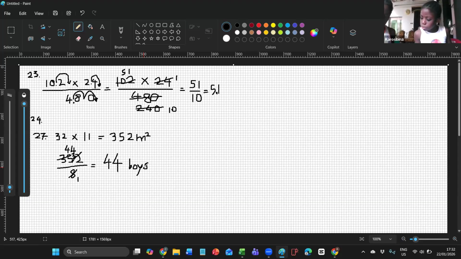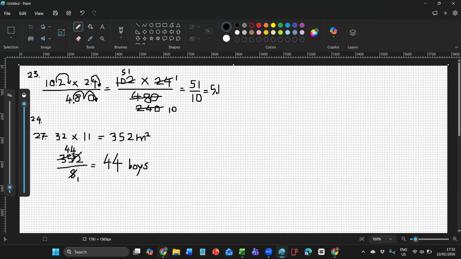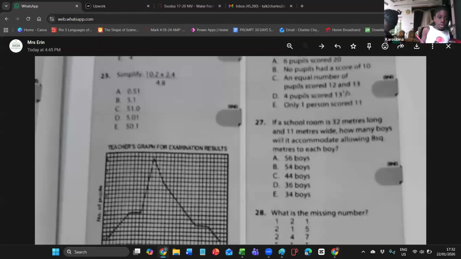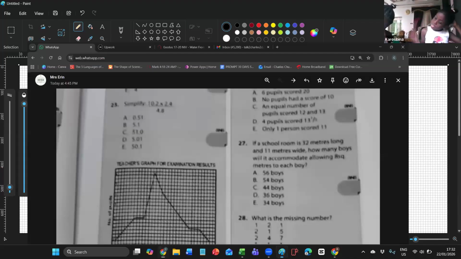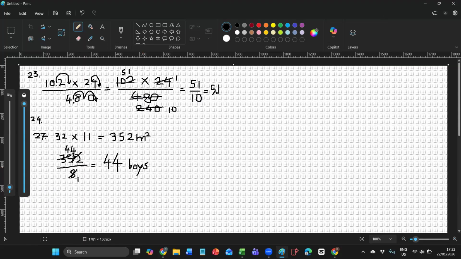People, why not do number 24? It's 27 or not 24? Or did I make a mistake? No, it's 27. Also, I'm still writing. Yes, go ahead, go ahead. Equals to 252 meters square. 250.